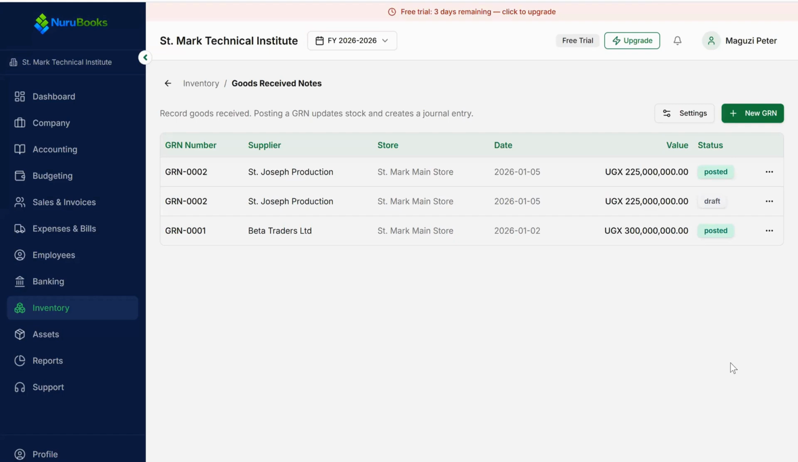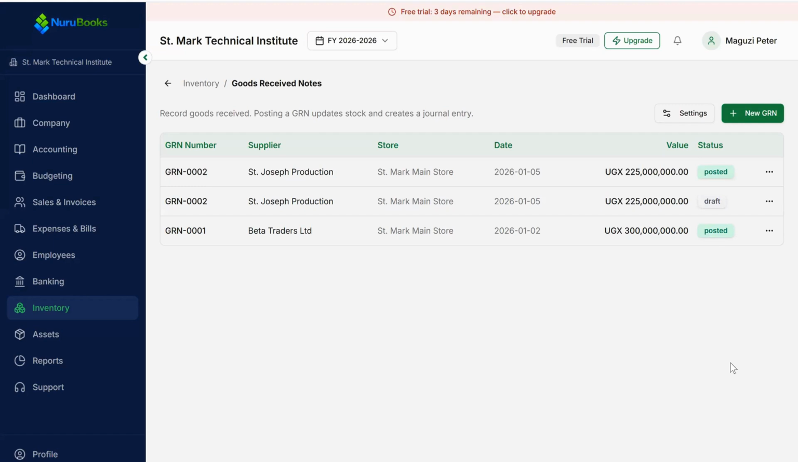There was an increase in the number of units because I had to handle certain issues independently from the other. So we left off after having created our GRN 002, which was from St. Joseph Production. They had given us some items to resell in our business, St. Mark Technical Institute. In this session, we are going to proceed and complete the cycle, the procedure, by entering the purchase invoice.